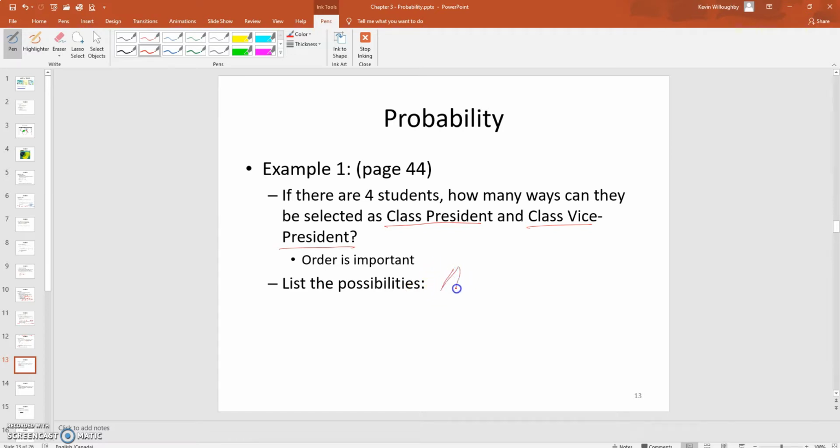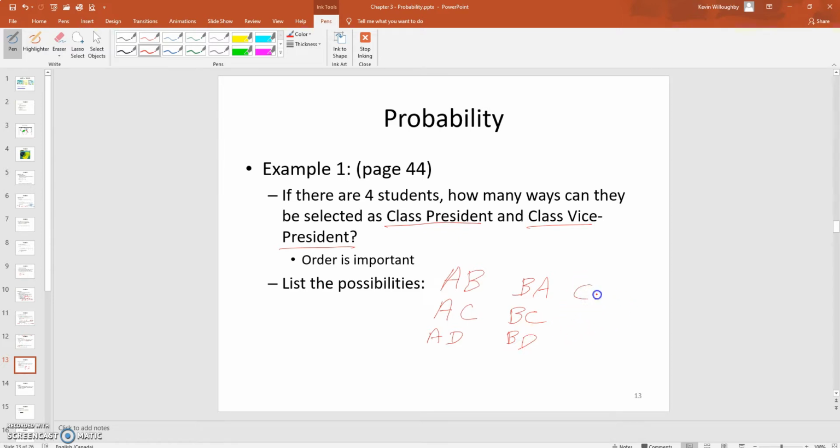We could have, say, just using the letters A through D, student A president, student B vice president. We can't have student A and A, you can't be both, but we could have A with C and then A with D. We could also have student B as president and student A as vice president. So A and B and B and A are different. B could also be president with C, and B could also be president with D.